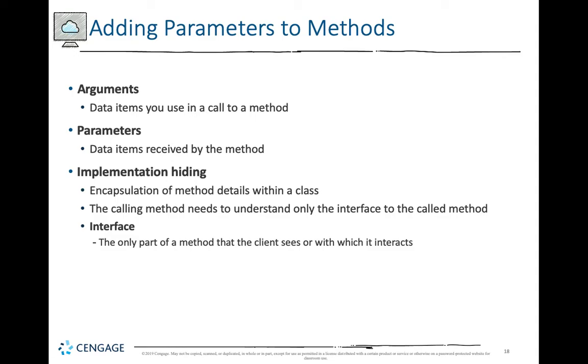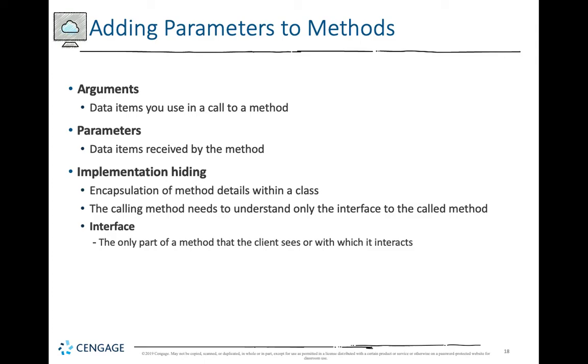All right. And then we have implementation hiding. Implementation hiding is encapsulation of method details within a class. Early on, I showed you a picture of a capsule. And inside that capsule, it had all of these things encapsulated in it. Encapsulation means here is the code and you just accept it. You don't really care what it does. It's encapsulated. You just use it. So the calling method needs to understand only the interface to the called method.